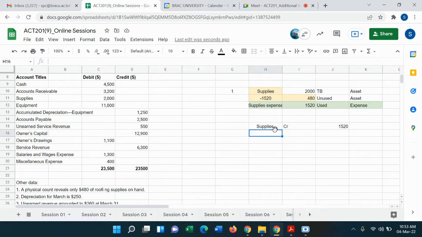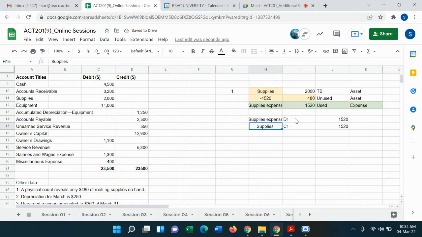Let me finish this one. And what is another account? The supplies expense. We have not recorded it yet. Now we have to record it. That means expense is increasing. If expense increases, it should be debit. So our journal should be supplies expense debit, supplies credit.